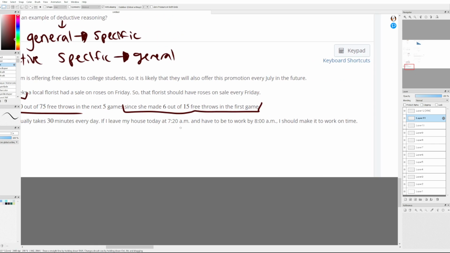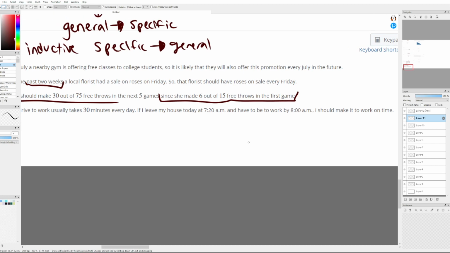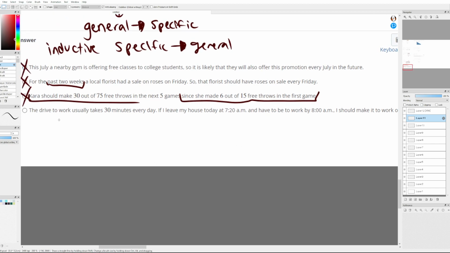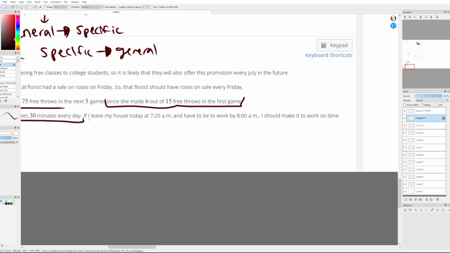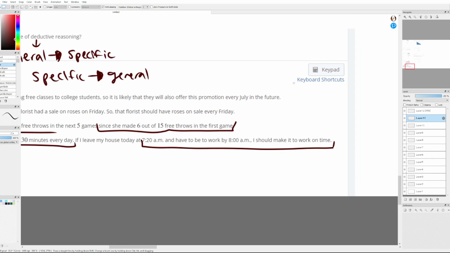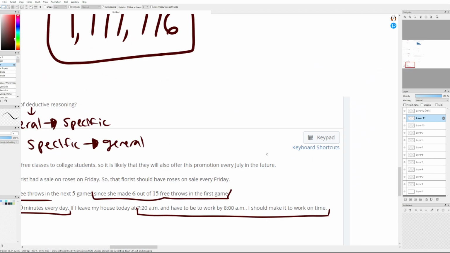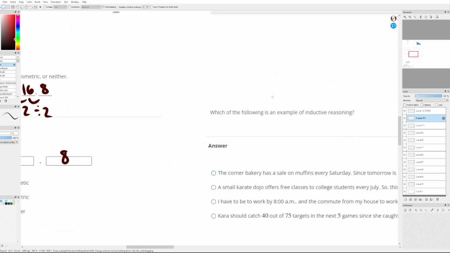The drive to work usually takes 30 minutes every day. If I leave my house today at 7:20 and have to be there by 8 o'clock, I should make it to work on time. This is deductive because we are taking a general, the drive to work usually takes 30 minutes each day, and making a claim about the specific: if I leave my house today at 7:20 and have to be to work by 8, I should make it on time. That would be deductive, and that would be the answer to our problem.